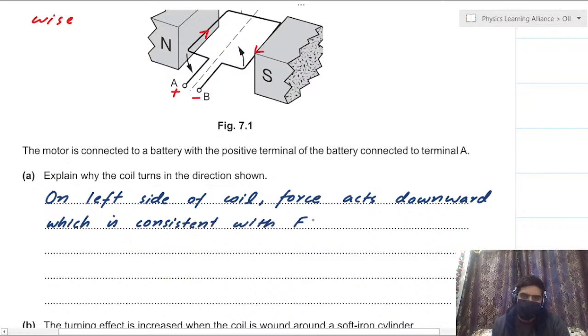With Fleming's left hand rule. All right, the direction is consistent with Fleming's left hand rule. And why is the force there in the first place? Because a current carrying conductor is placed in a magnetic field, or you can say magnetic field due to current.